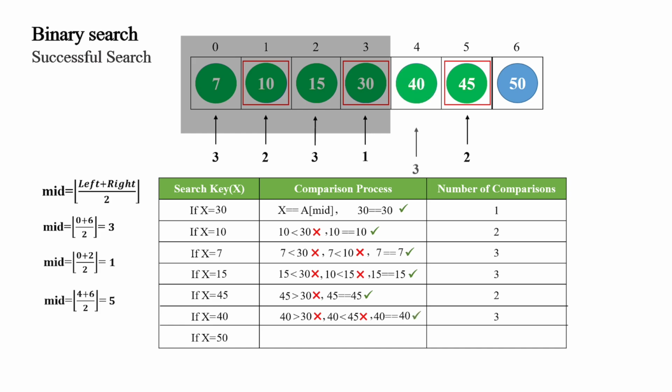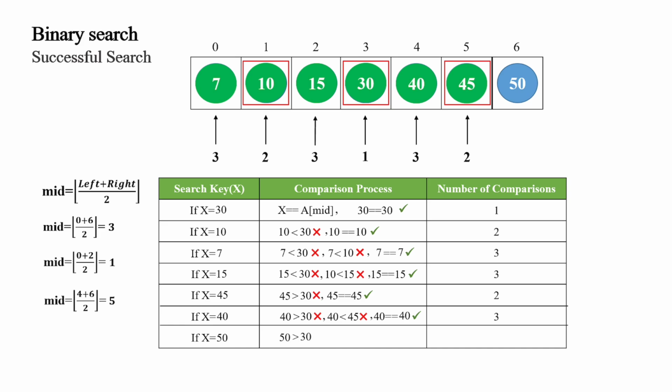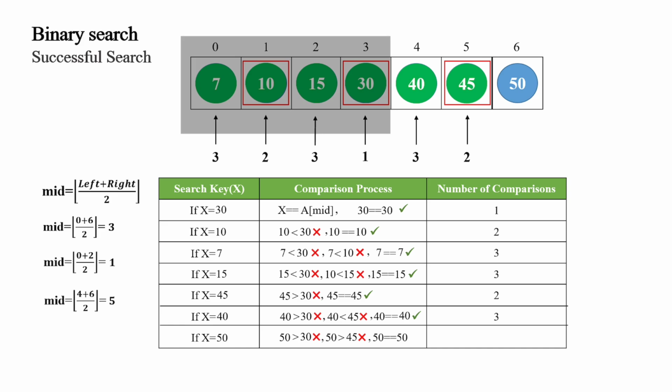Now, let's try x equals 50. Middle of full array equals index 3, element equals 30. 50 is greater than 30, so we move to the second half of the array, index 4 to 6. Middle of the second half equals index 5, element equals 45. 50 is greater than 45, so the only element left on the right side is 50. Compare with x equals 50. Equal. Found it in 3 comparisons.